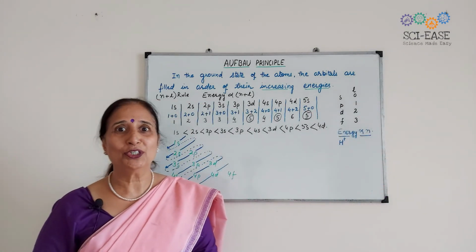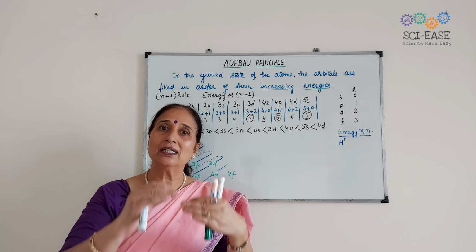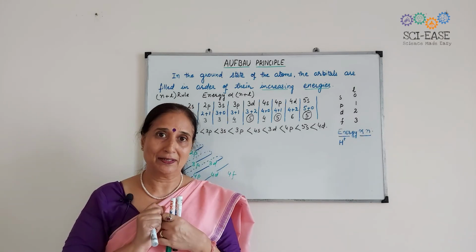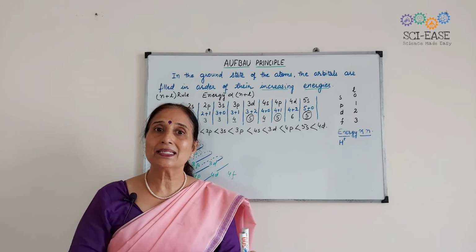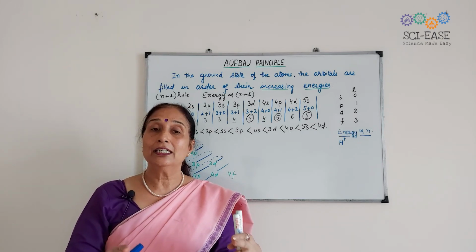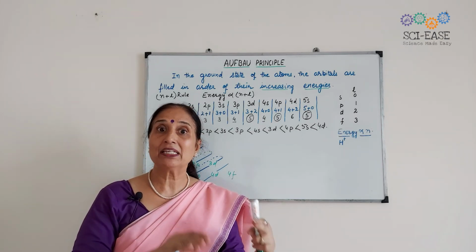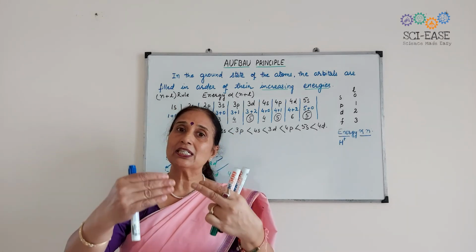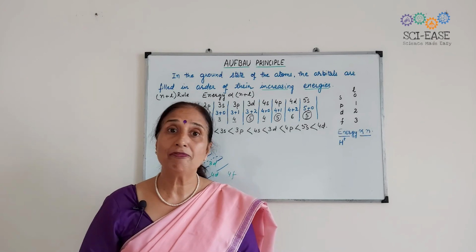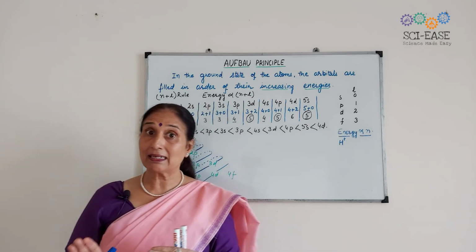So I have told you how the orbitals will be filled. Okay, so this thing is clear, that the orbital which is having the lesser energy will be filled first, and the orbital which is having more energy will be filled later on. Is this thing clear?